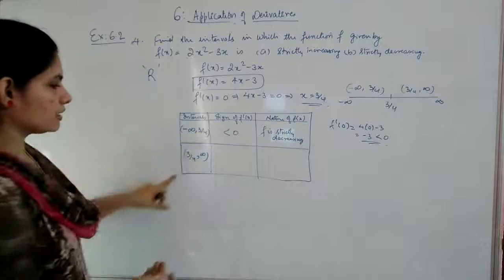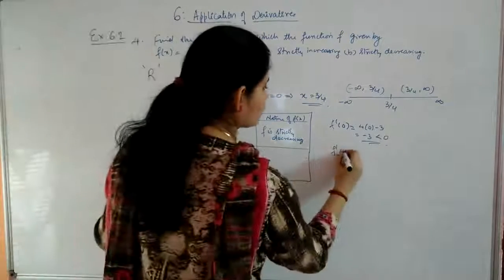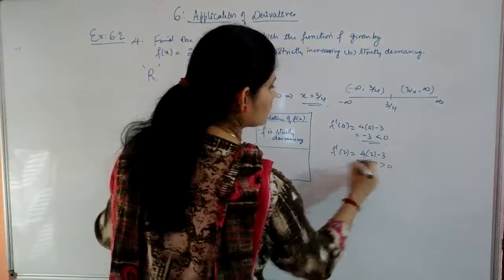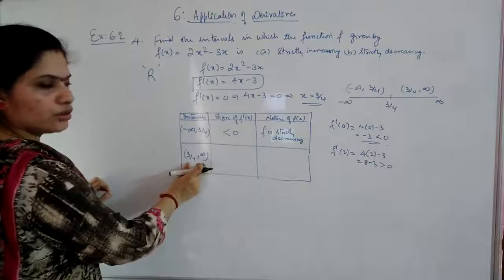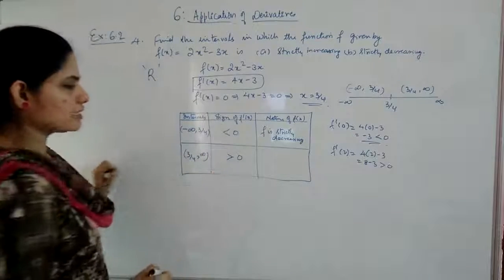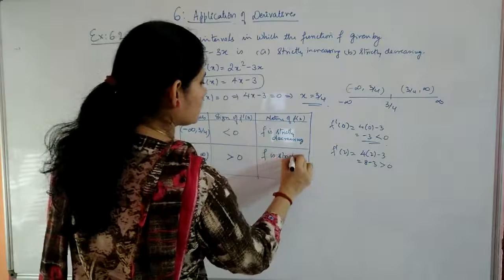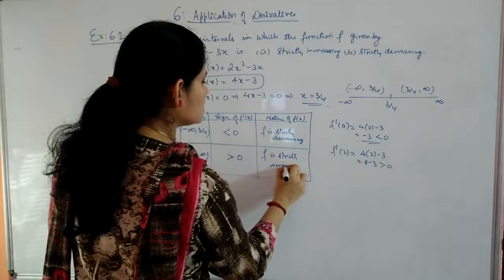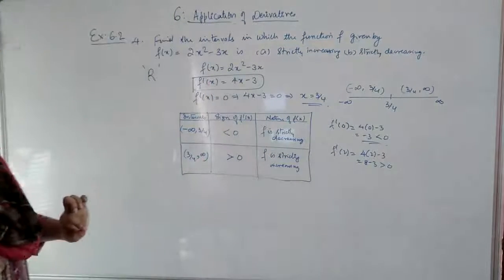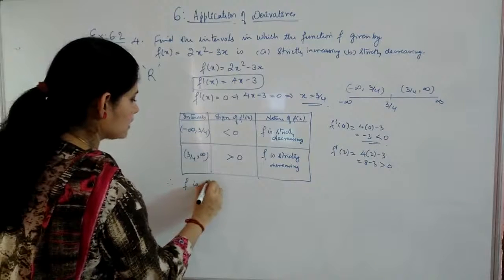Now if you take another number, suppose 2 or 1, whatever you want, f dash of 2 is 4 into 2 minus 3, 8 minus 3, again positive. Whatever value you take, you will get a positive value only. So you can say that f dash of x is greater than 0. Therefore, the function is strictly increasing in this interval. In which interval? 3 by 4 to infinity.